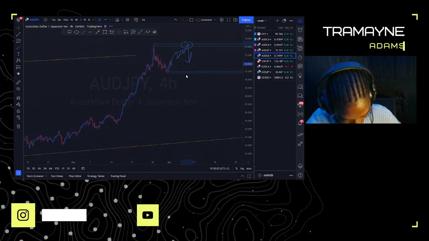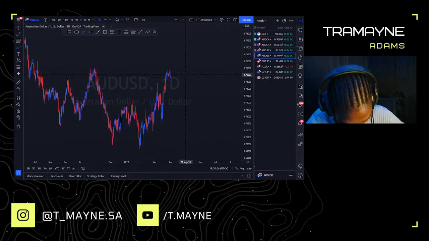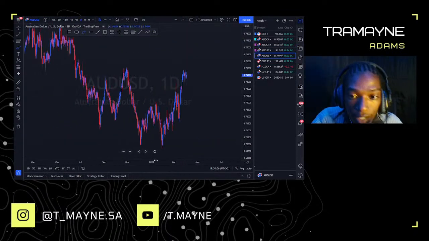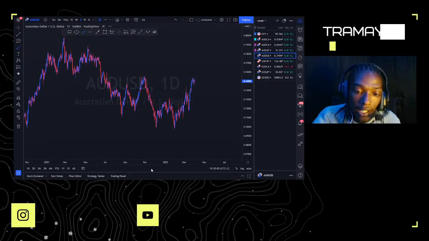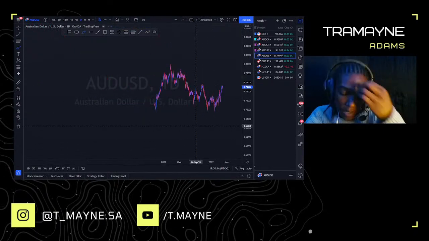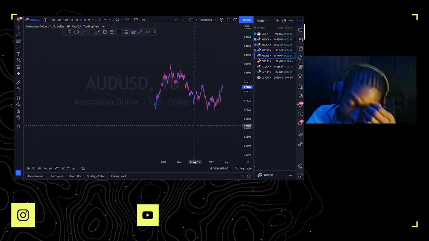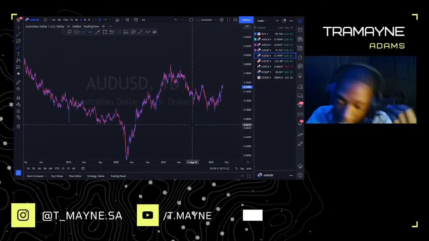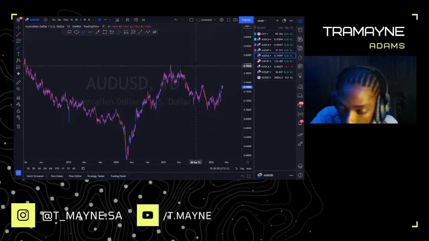Cool. So AU on a daily time frame. Looking at AU from a daily perspective, if we look at trend line wise, I guess we've broken structure, but just taking into account where we are within this overall structure.